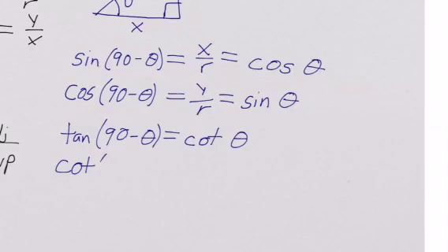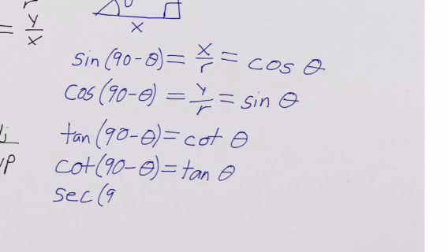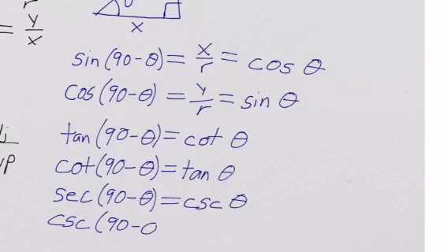Likewise, the cotangent of 90 minus theta is equal to the tangent of theta. And the same thing applies with secant and cosecant. Secant of 90 minus theta is equal to the cosecant of theta. And the cosecant of 90 minus theta is equal to the secant of theta.